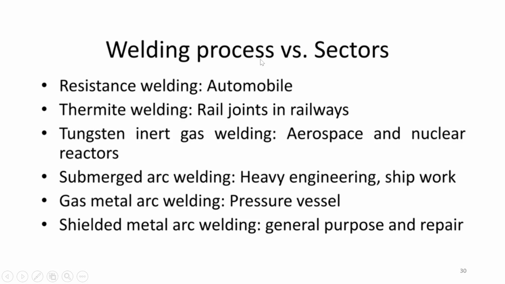Now, welding processes versus sectors. Resistance welding is used in some automobile applications. Thermite welding is used in the case of railway tracks, so railway joints. Tungsten inert gas welding is used in the case of aerospace and nuclear reactors.